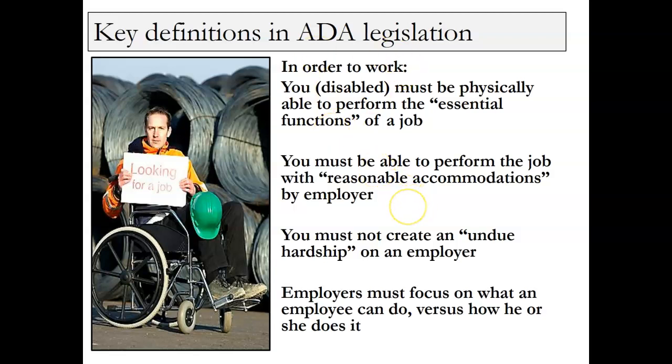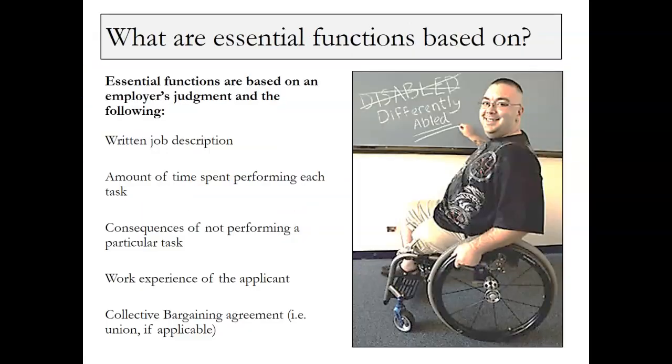The employer must focus on what the employee can do versus how he or she does it. If you do it from the wheelchair, as long as you can do it, it's fine. Essential functions, what is that? They are based on the employer's judgment and the following: job description, as we talked about, the amount of time performing each task, consequences of not performing a particular task, work experience of the applicant, collective bargaining if there's a union description. This is what we need to know.